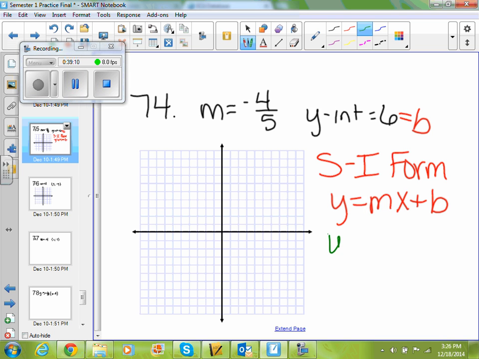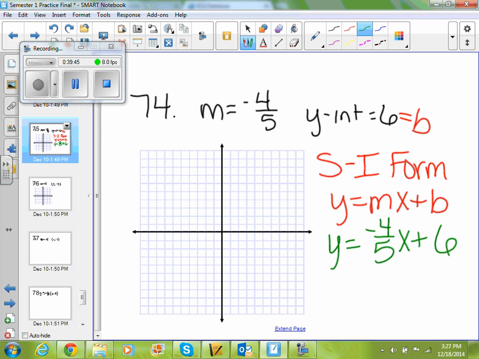So if I have that equation, y equals, what was my m? Negative 4/5. Okay, Niles, what is my b? Okay, so y equals negative 4/5 x plus 6. So now we have the equation. That's the second part. The first part is that we have to graph it.